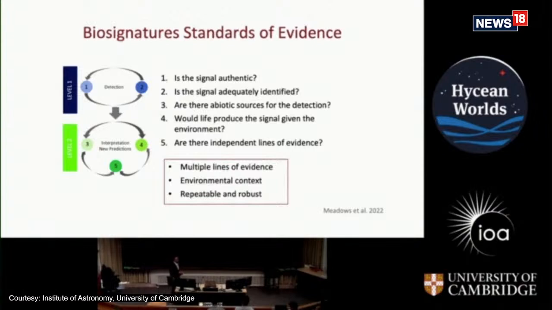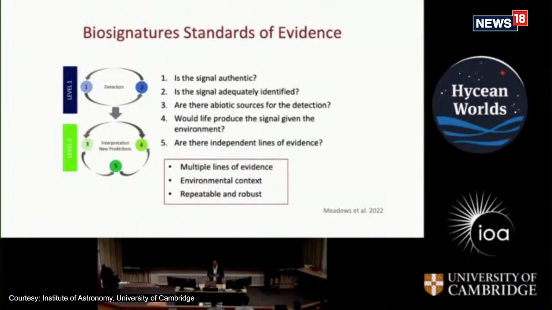Environmental context. These molecules are known to be biomarkers on Earth, unique biosignatures on Earth. And they have also been predicted to be biosignatures in hydrogen-rich atmospheres, including Hycean worlds. But we still want to remain open to see if there are other abiotic processes that can produce these. And then we want repeatable and robust evidence. We want to make these observations multiple times to see if this signal can be repeated and robust.